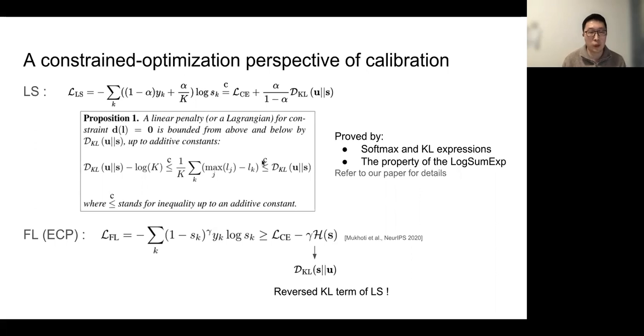Based on this proposition, we can say that this KL term is approximately equal to a linear penalty for this constraint of logit distance to 0. This proposition can be proved by the expression of the softmax and the KL divergence, alongside the property of the log-sum-exp. If you are interested in the proof, you can refer to our paper for details.